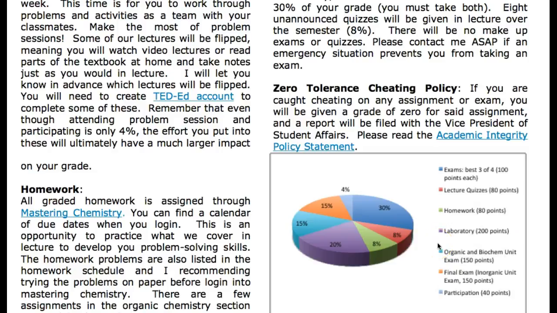We're also going to have 2 unit exams, separate from the 4 regular exams, one on our organic and biochemistry unit, and our final exam will be another unit exam that combines some of the material we did at the very beginning and at the very end of the semester. Those cannot be dropped. The last category is participation, and even though it's only worth 4% of your grade, if you're borderline between 2 grades, that could make a difference.